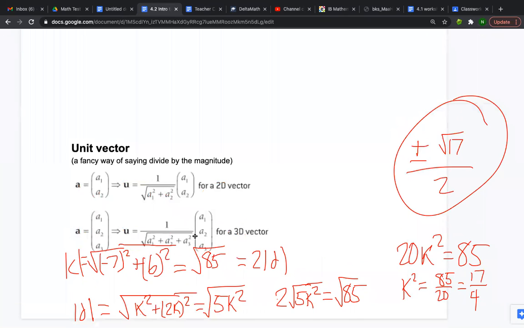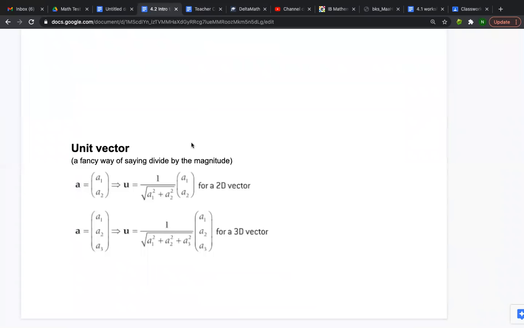Okay, so a unit vector is just a fancy way of saying dividing by the magnitude. It just means it has a length of 1. I don't believe that these formulas are on your formula sheet, but if they said convert this to its unit vector form, then you should be able to do it.